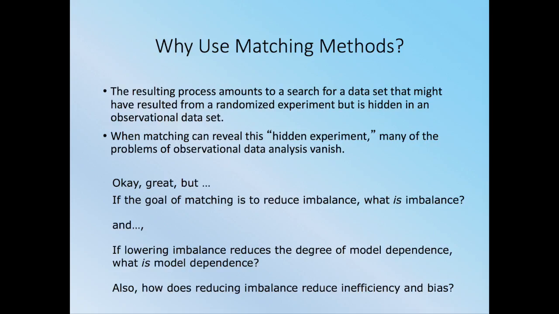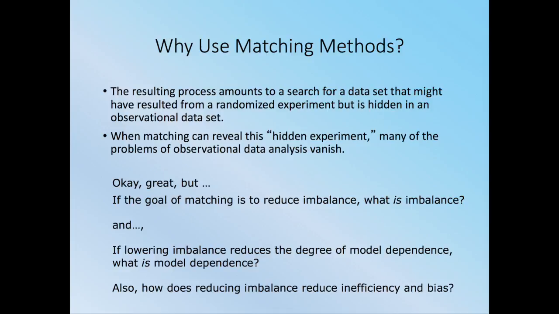So the resulting process of matching amounts to searching your data for a data set that might have resulted from a randomized experiment, but is hidden within this observational, non-randomized data. And when done properly, the matching can reveal these kinds of hidden experiments. Many of the problems of observational data analysis go away.